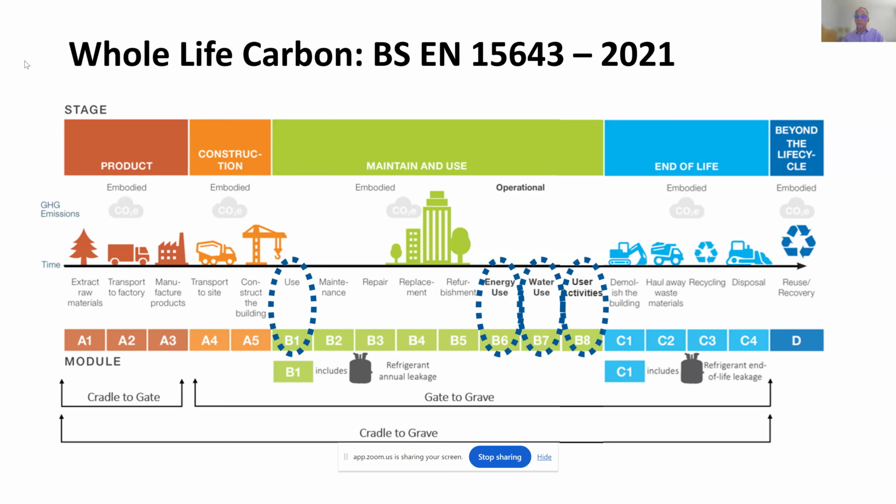but we exclude it in almost all of our different protocols out there. On the operational carbon side, I usually look at B1 because that includes refrigerant leakage, B6 because that's all the energy converted into carbon, water conveyance and wastewater conveyance is the B7 module, and then user activities, as I said, is B8.